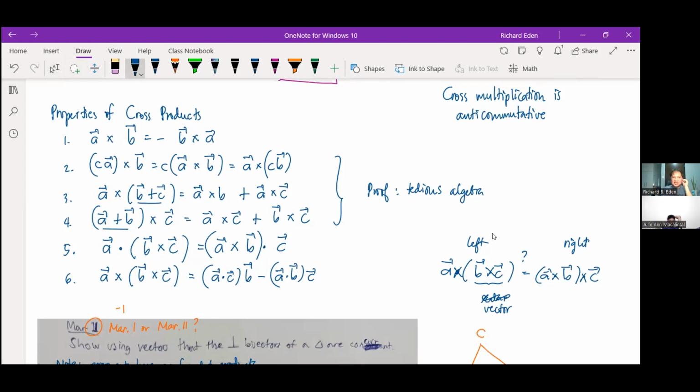All right, these are algebraic properties. What I'd like to talk about next are geometric properties of cross products of vectors.